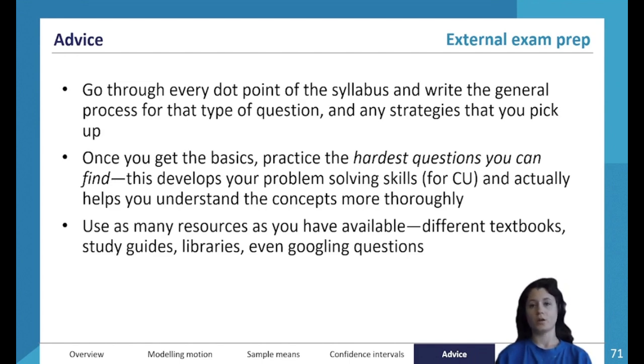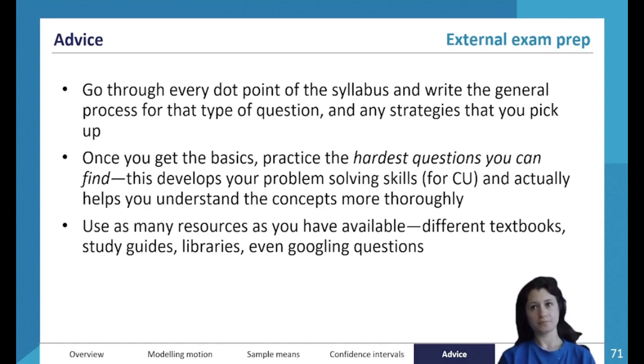So, once you get the basics, practice the hardest questions that you can find. And this is really important for specialists too because they kind of tend to throw a few difficult questions at you. This really develops your problem solving skills and helps you understand the concepts far more thoroughly. So that's one of my biggest tips is just to practice difficult questions. Alright? Now, the main benefit of this is actually you figuring them out yourself. It's not necessarily going to the answers.